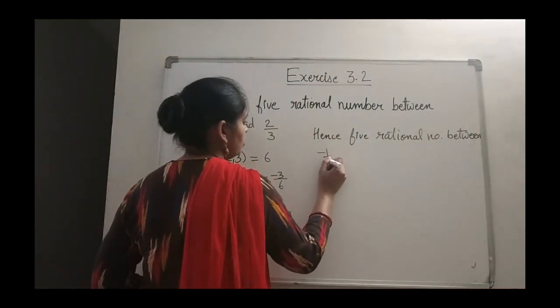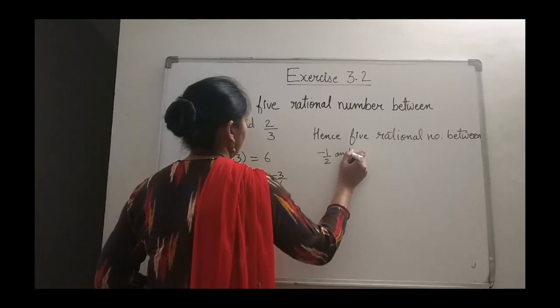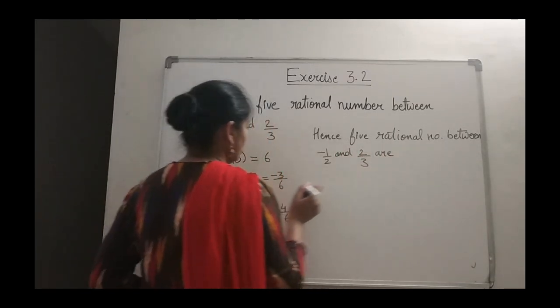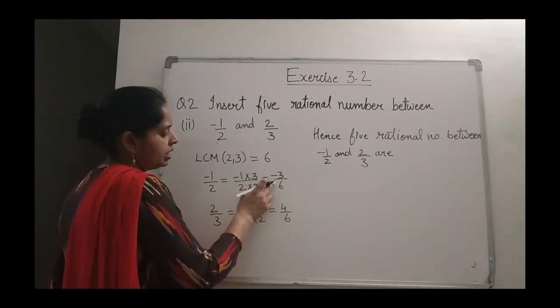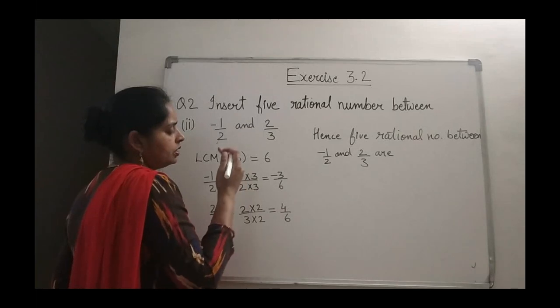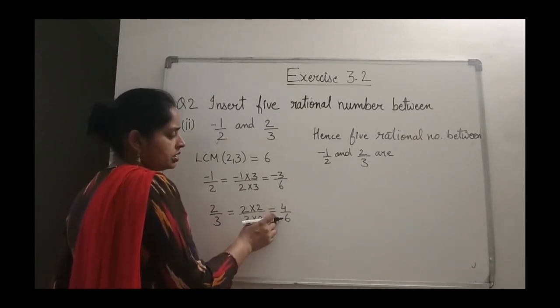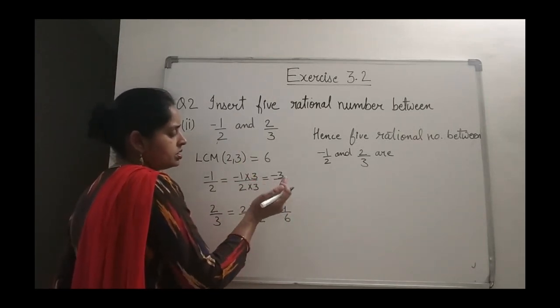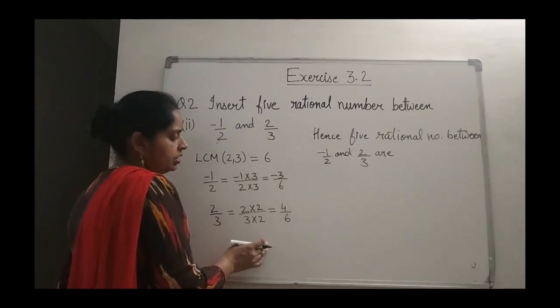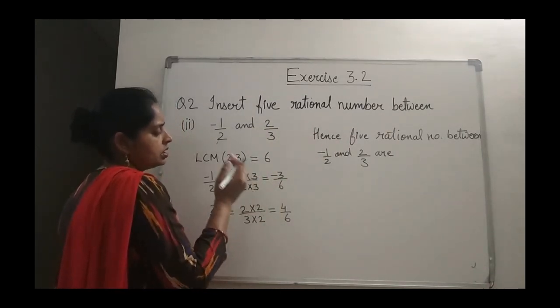between minus 1 upon 2 and 2 upon 3 are. What numbers do we have here? Minus 3 and 4, right? After minus 3, because this is a positive rational number, minus 3 is on the negative side of 0 and 4 is on the positive side. Right? So after minus 3 what will come?